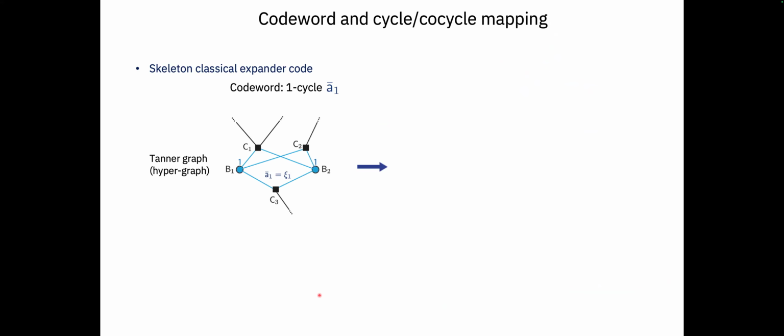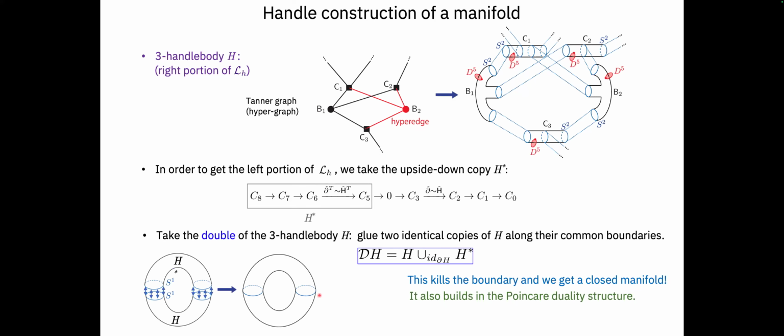Sorry, I have a question. When you draw the check with the square with the 4 edges, it looks like it can connect to 4 bits.